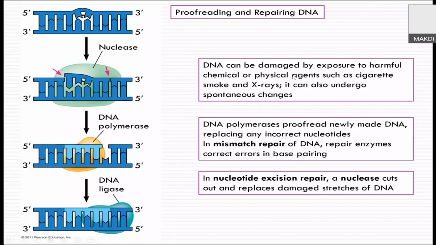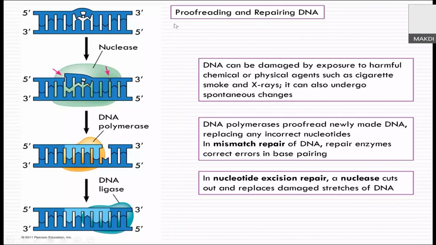And in addition to that, DNA can also be damaged by exposure to chemicals or physical agents. For example, X-ray, like what happened to Rosalind Franklin. Because at that time they didn't know the effect of X-ray on our DNA. So during her experiments, she was exposed to X-ray for a very long time. So that caused cancer. Okay, so X-ray is one example that can cause damage to our DNA.